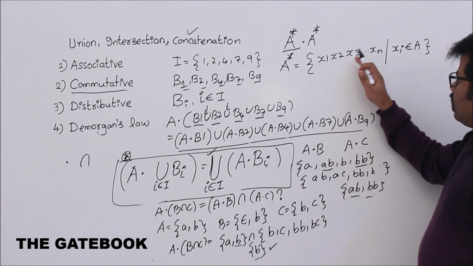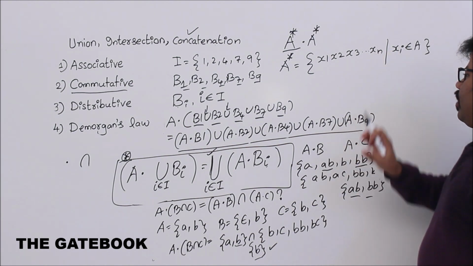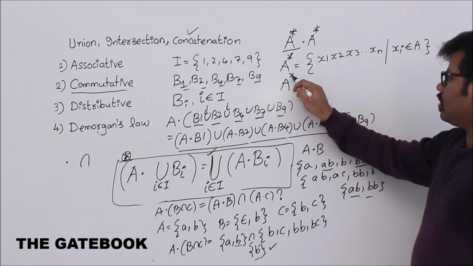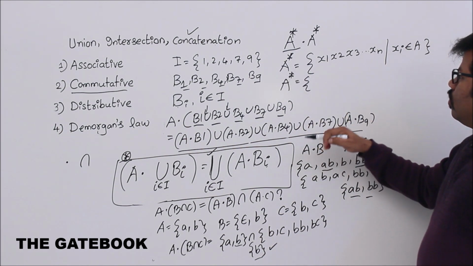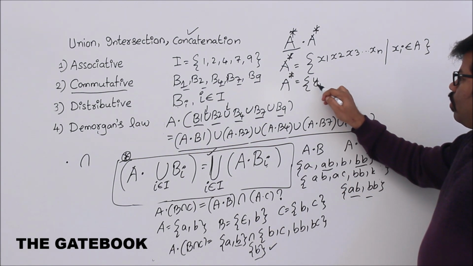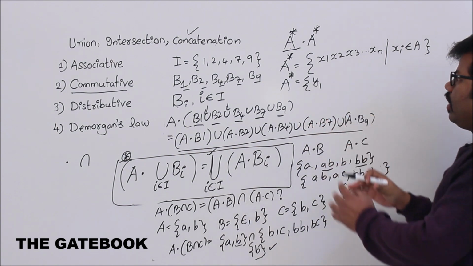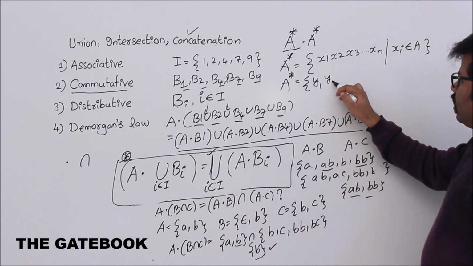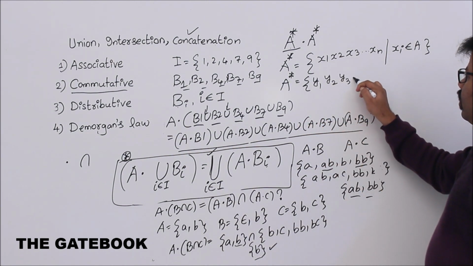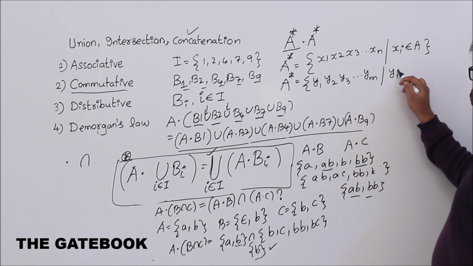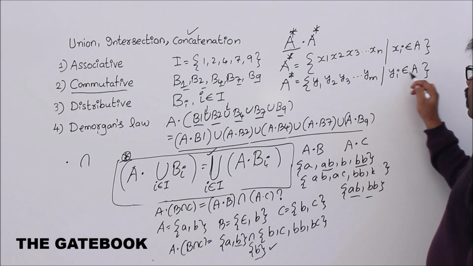So that means it's a sequence of strings which are coming from A and which are concatenated. Similarly, you take another A star. Let me take another variable this time, because I am going to concatenate, to not have ambiguity. Let me take y1, y2, y3, and so on, up to ym, where each yi belongs to A. That is again a definition of A star.